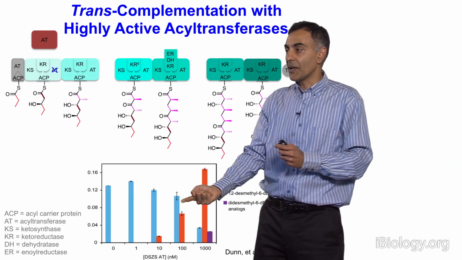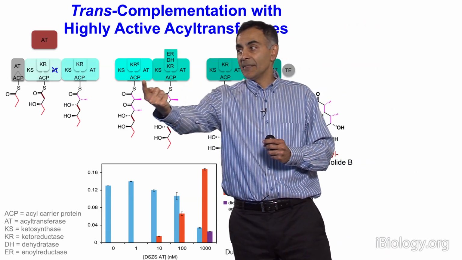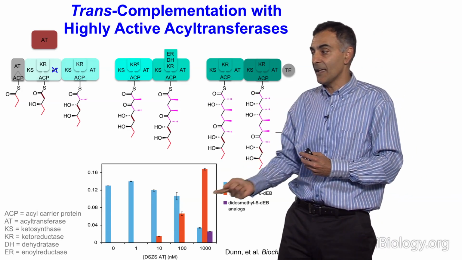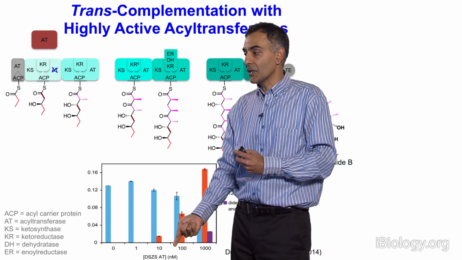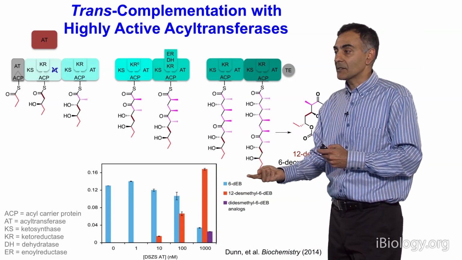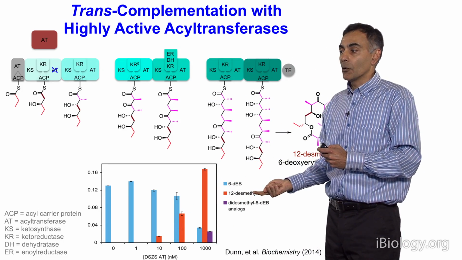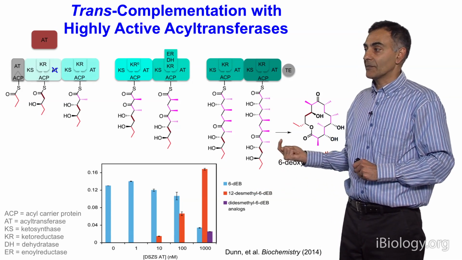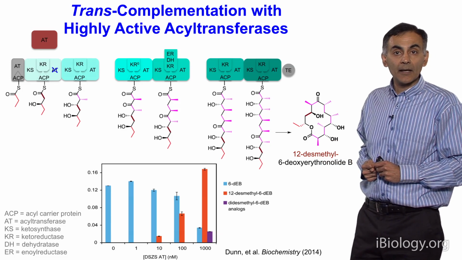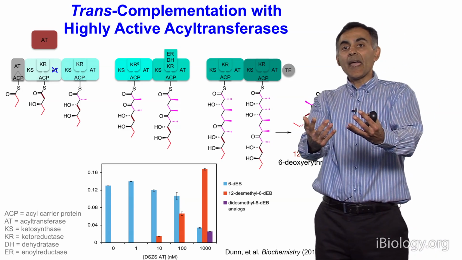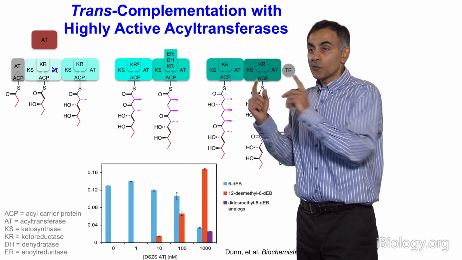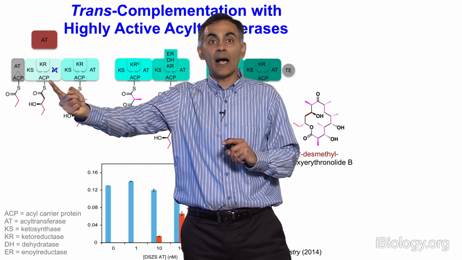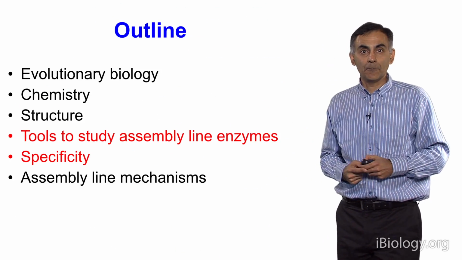And what you see over here is, if I have my assembly line present at, say, micromolar concentrations in my assay, at nanomolar concentrations of the standalone enzyme, I can get quite respectable incorporation of malonyl coenzyme A at that single position to give me 12-desmethyl 6-deoxyerythronolide B. So this is a way you can cheat the system, so long as you have a robust enzyme that can trans-complement the module that you want to cheat.